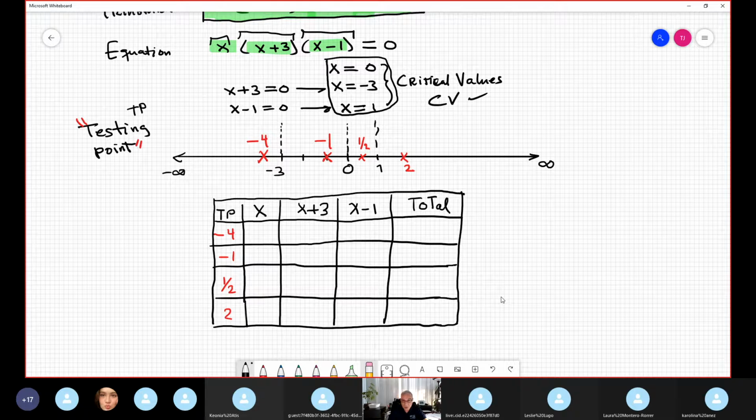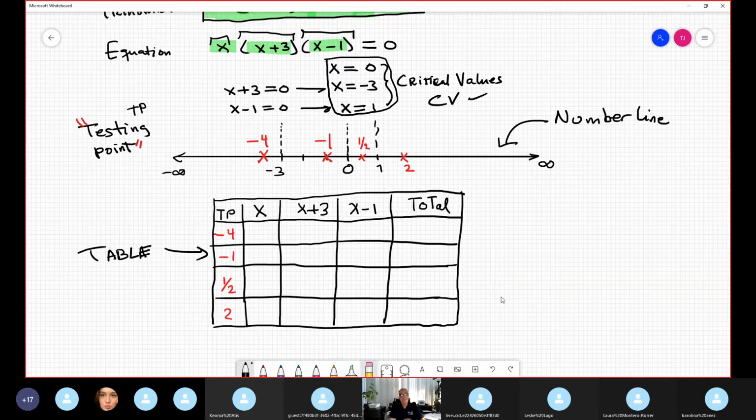I want to see in the test this graph, this number line. I want to see the table. When I grade this question in the test, and I don't see a table, I don't see the line, 0, no, I don't understand anything.